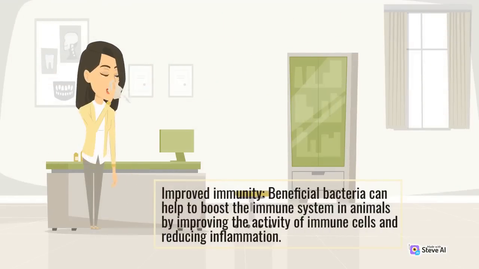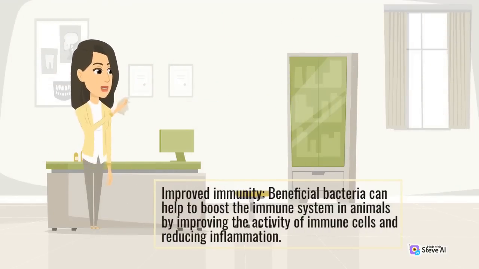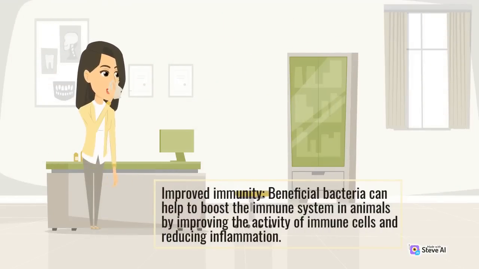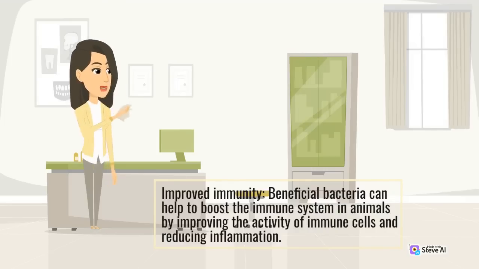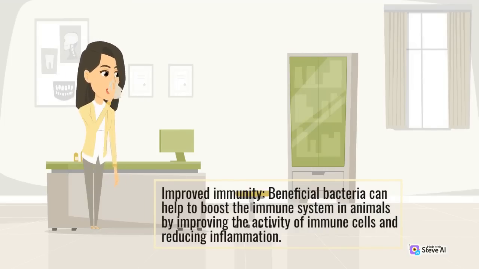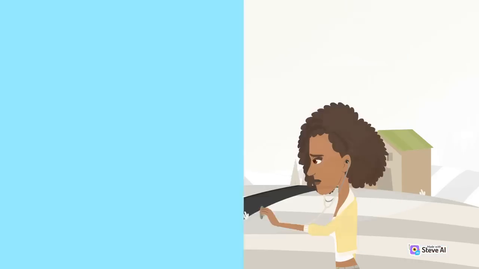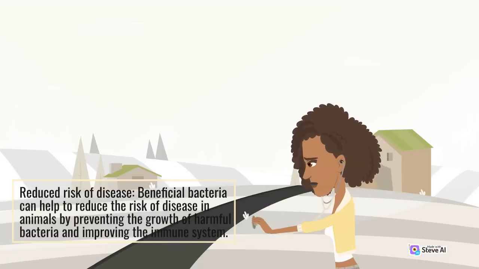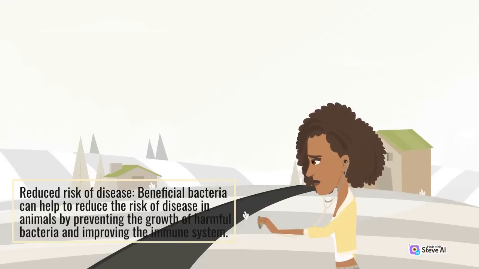Improved immunity. Beneficial bacteria can help to boost the immune system in animals by improving the activity of immune cells and reducing inflammation. Reduced risk of disease. Beneficial bacteria can help to reduce the risk of disease in animals by preventing the growth of harmful bacteria and improving the immune system.